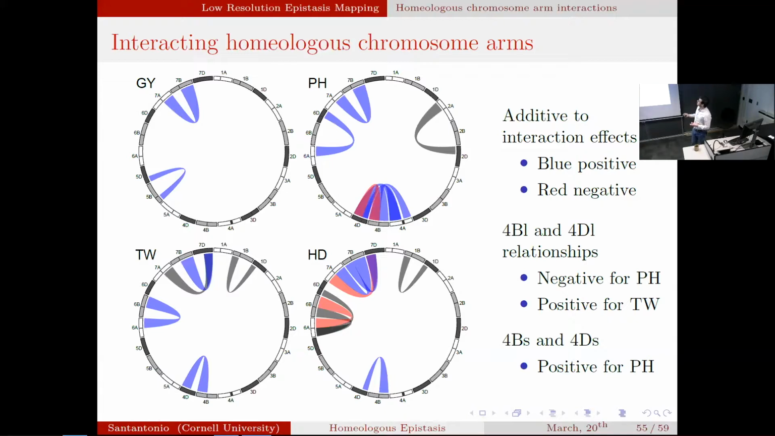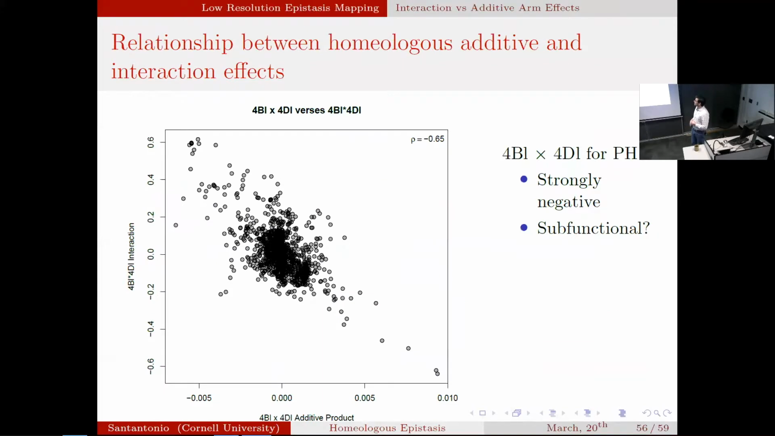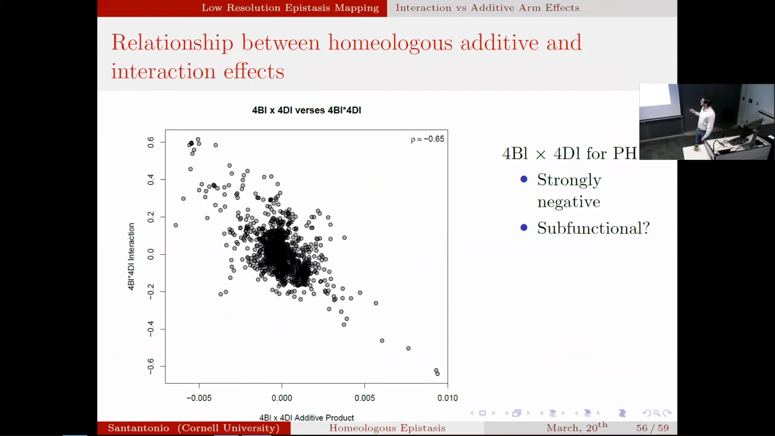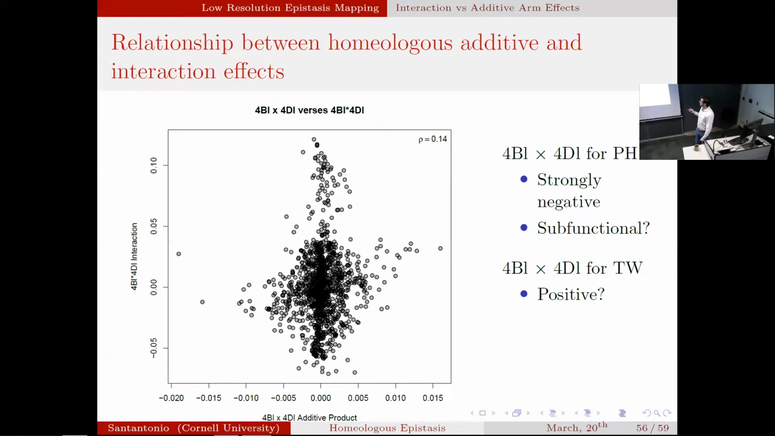One of the things I'd like to point out in my last minute is that 4BL and 4DL here had a really strong negative relationship. When we plotted this, you can see there's this drastic negative relationship between the additive effects and the interaction. So this might be another indicator of some neofunctionalization. However, when we looked at this for a different trait, so this is plant height and this is test weight, we did not see the same pattern.